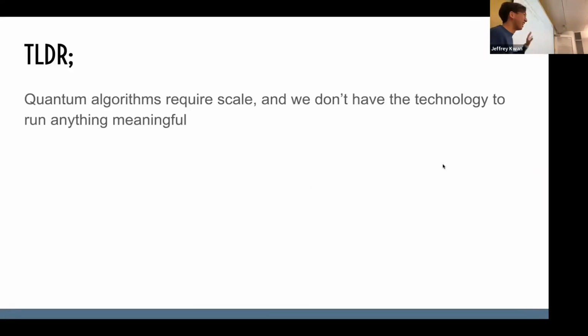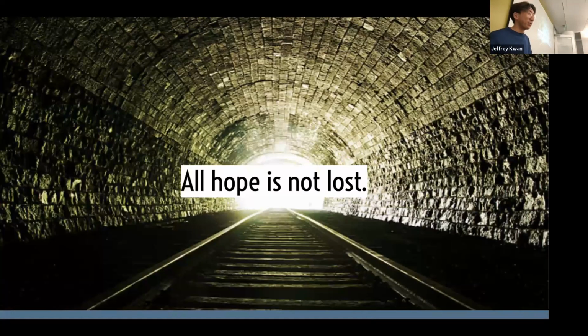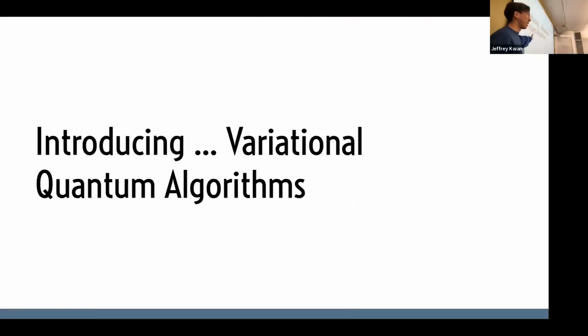All of that is to say, there's no point in doing that. But basically, we can't run any quantum algorithms on the current hardware that we have right now because we're on the order of like 400 qubits, and you need like 1 million. So sorry. But you know, we have this thing called variational quantum algorithms.